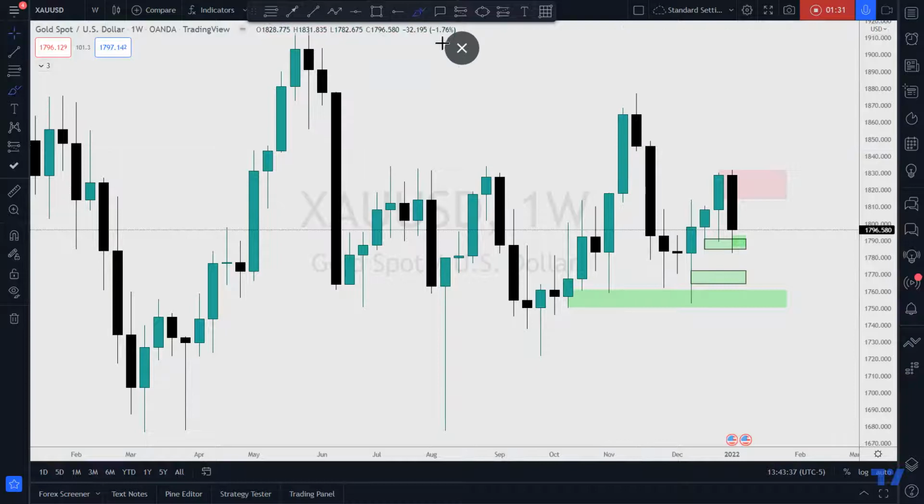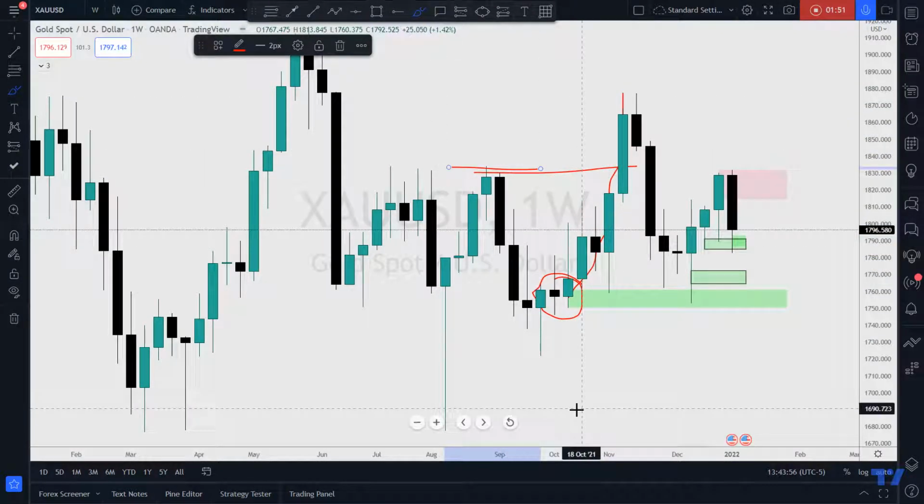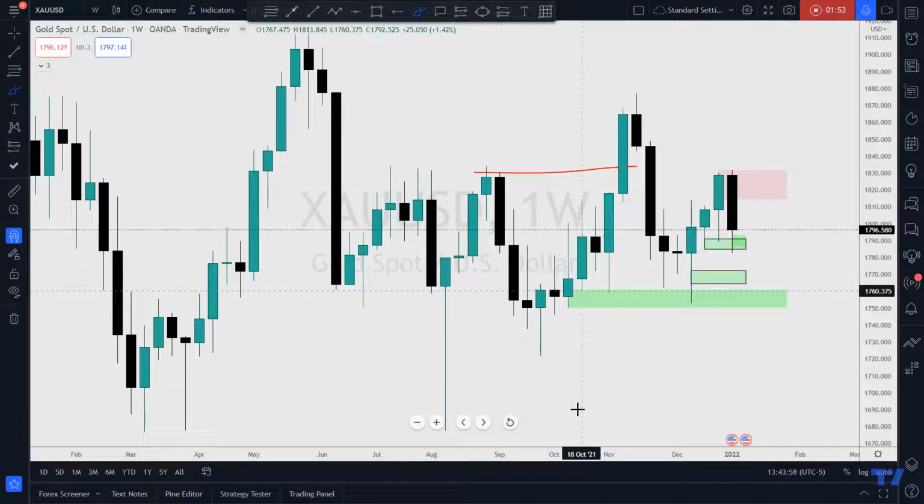And what are we doing on the way? Breaking structure. This makes this order block here, this bullish order block, a very strong one. It's a strong low. Why? Because it created a new high. Keep that principle in mind.